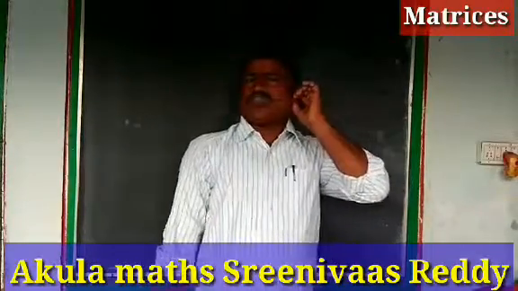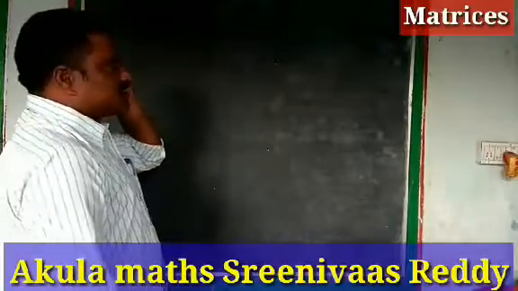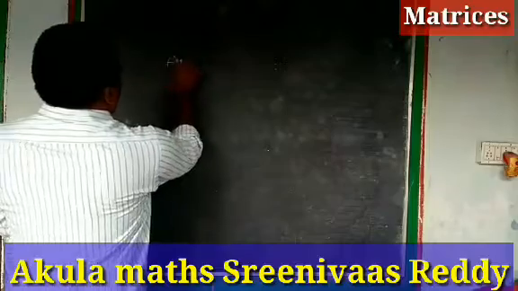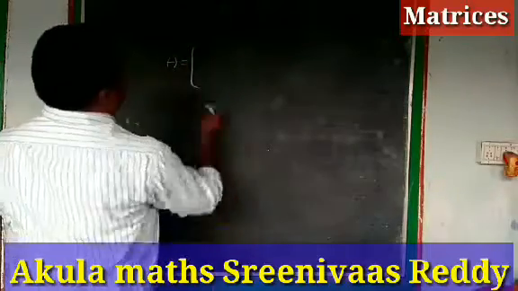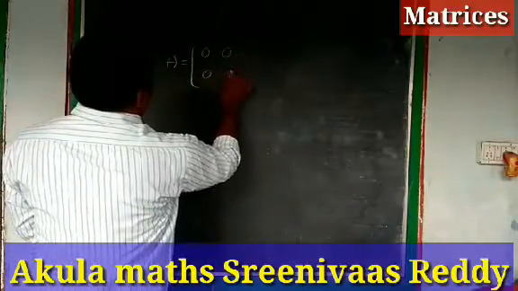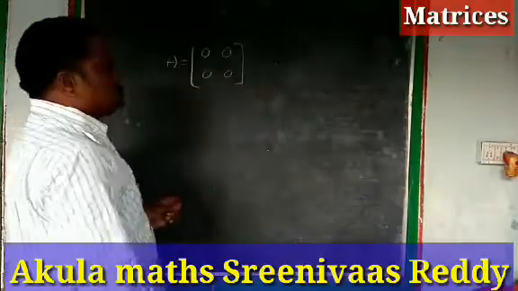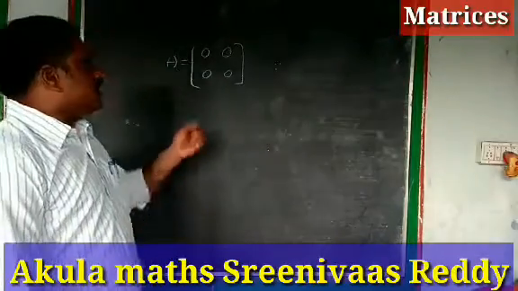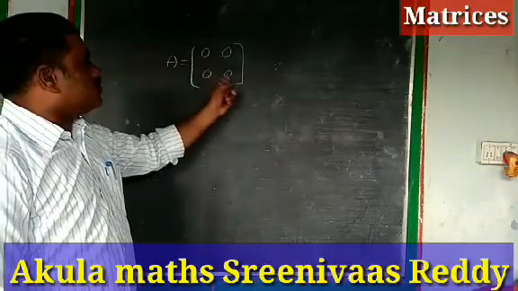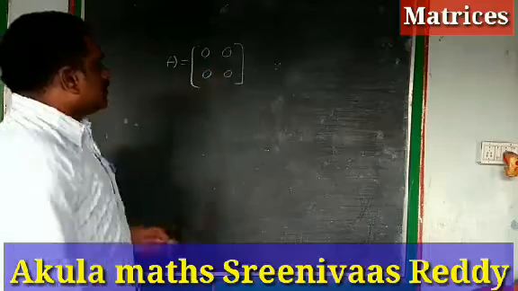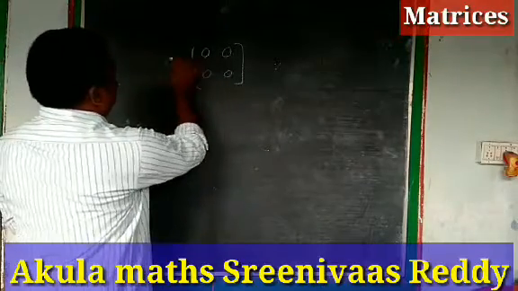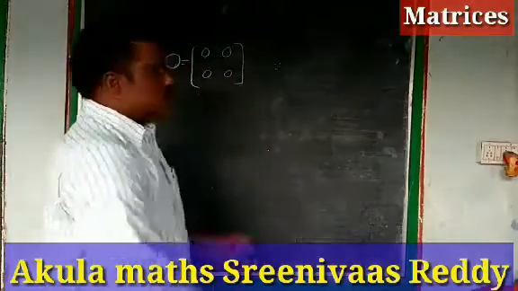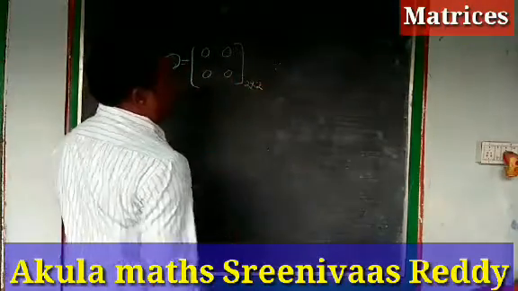Null matrix or zero matrix. A matrix is said to be a null matrix or zero matrix if all the elements in the matrix are 0. Here all the elements are 0, 0, 0, 0. So all the elements are 0, then the given matrix is a zero matrix. This can be represented as O. O is equal to 0, 0. This one is the 2 by 2 zero or null matrix.